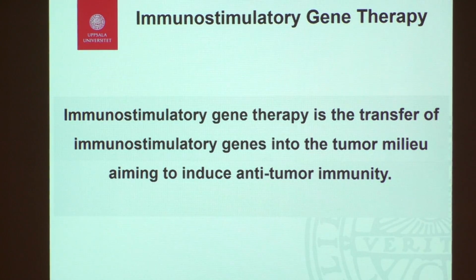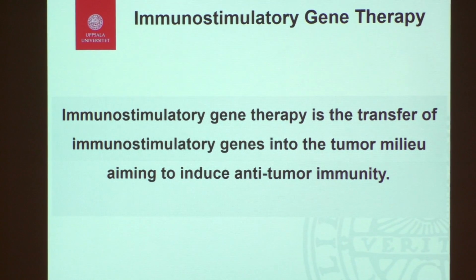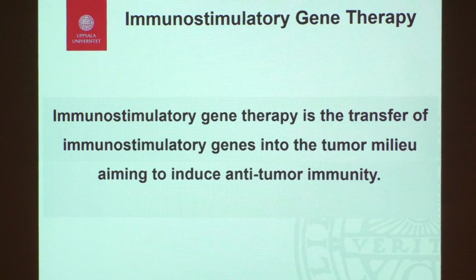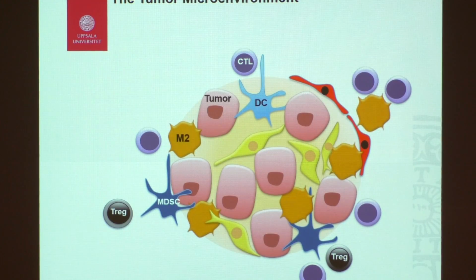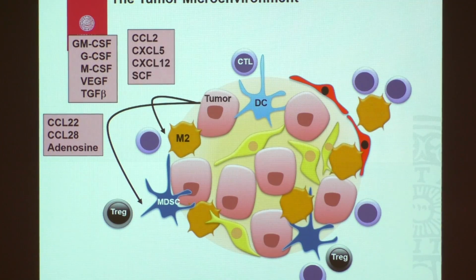So what is immunostimulatory gene therapy? Well, it is the transfer of immunostimulatory genes into the tumor milieu, aiming to induce an anti-tumor immunity. And if you look in the tumor microenvironment, a lot of things are actually going on that is not really positive for immunity. So the tumor itself can produce a lot of cytokines and chemokines that will attract immature myeloid cells from the bone marrow to the tumor, and these are very suppressive. They also convert macrophages to an M2 profile, which in turn also inhibit immune responses.